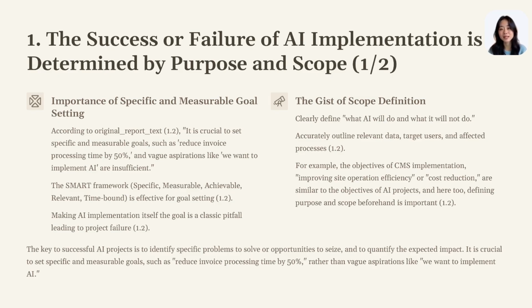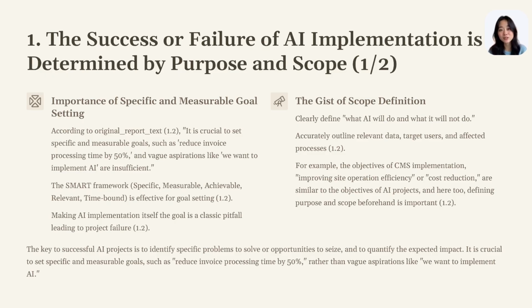The SMART framework is effective for setting this goal. SMART is an acronym for specific, measurable, achievable, relevant, and time-bound. Set a goal that is specific, measurable, achievable with effort, aligned with the business direction, and has a deadline. It is often warned that making the introduction of AI itself the goal is a typical pattern of project failure. AI is only a means, not an end.